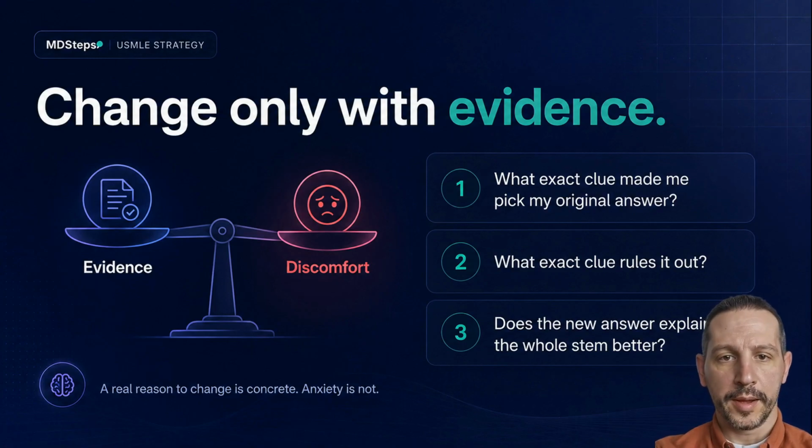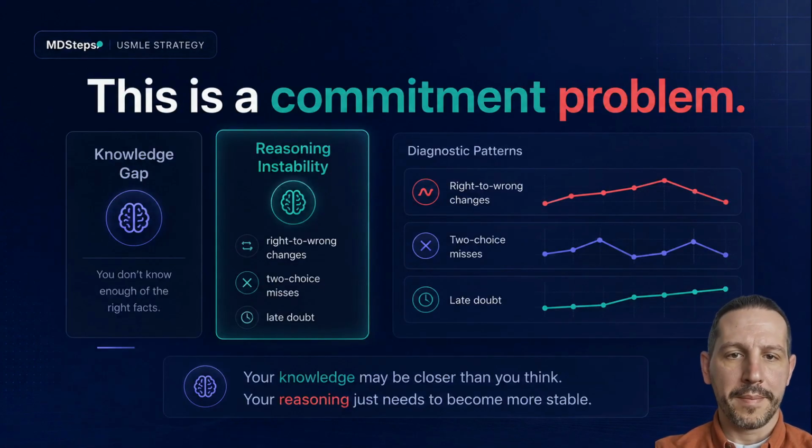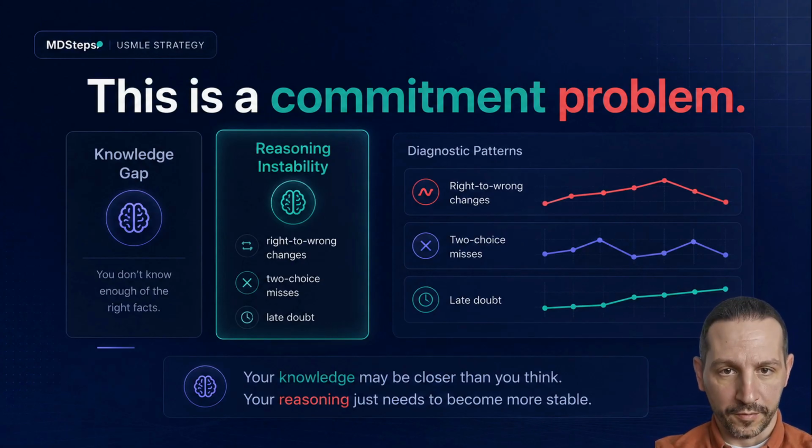So what should you do instead? Before changing an answer, force yourself to answer three questions. Number one, what exact clue made me pick my original answer? If you cannot name the clue, then maybe your first answer was a guess. But if you can name the clue clearly, do not abandon it casually. Number two, what exact clue rules out my original answer? Not what makes another answer possible, not what if they are trying to trick me, what actually rules it out? If nothing in the stem rules it out, be careful.